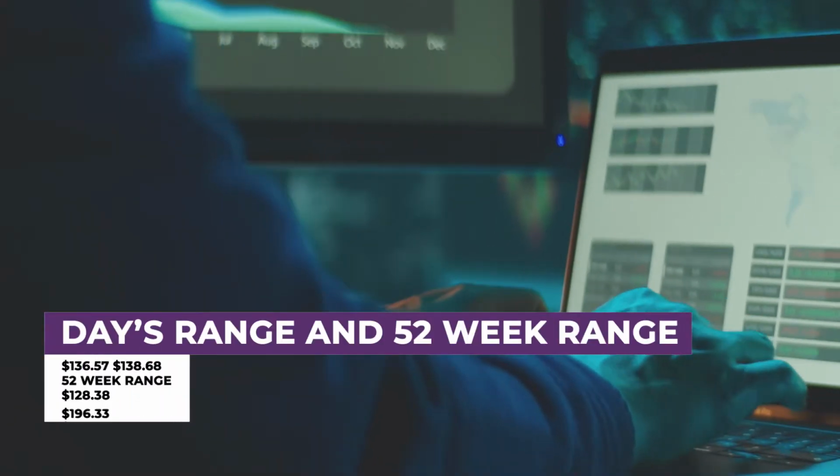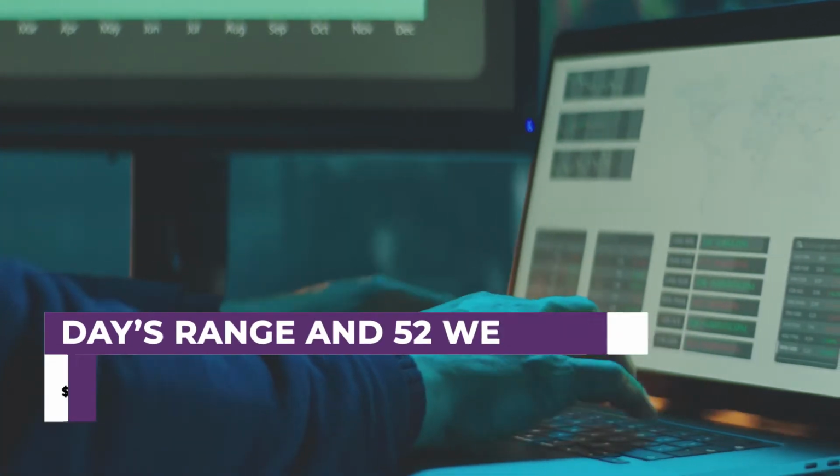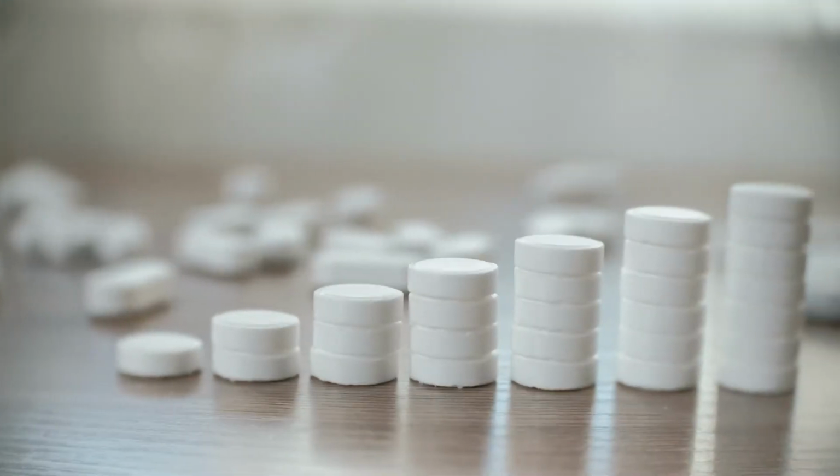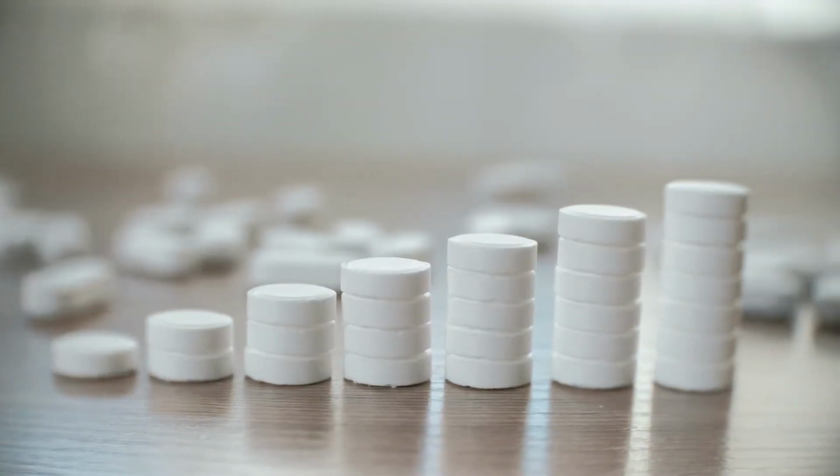Day's range and 52-week range. The day's range of DIS is the price fluctuation of the day. During today's trading, it fluctuated from 136.57 all the way up to 138.68. Daily price range shows the highest and lowest prices at which the stock has traded over the course of the day. It's important to know what prices are exceptional in order to determine when you should buy or sell. The 52-week range shows you where the price of DIS has been in the past year.